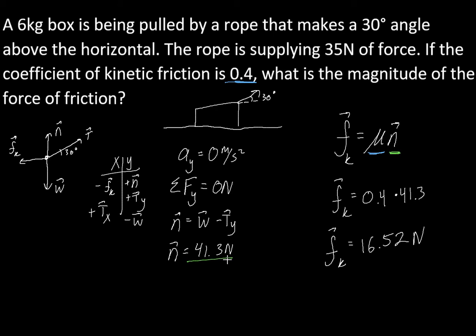But in this case, you've got a force acting on it, which is decreasing the normal force. So our kinetic friction ends up being 16.52 newtons. And you actually can do a little bit of calculations to see if this object is accelerating in the x direction as well, if you'd like to.